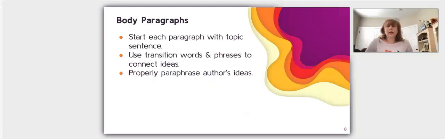You need to start each paragraph with a topic sentence and then use transition words and phrases to connect the ideas. And we need to properly paraphrase our author's ideas by actually referring to the author throughout the summary, reminding your readers that you're summarizing someone else's work and that you're not claiming it to be your own work.